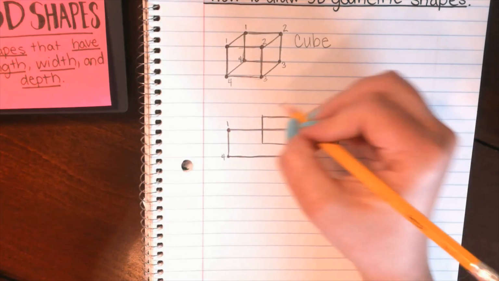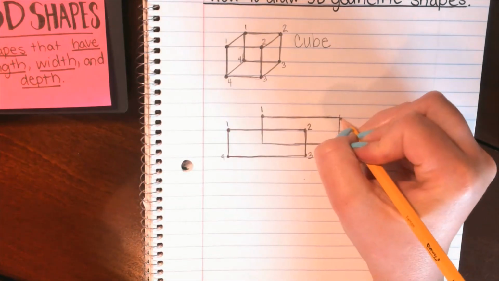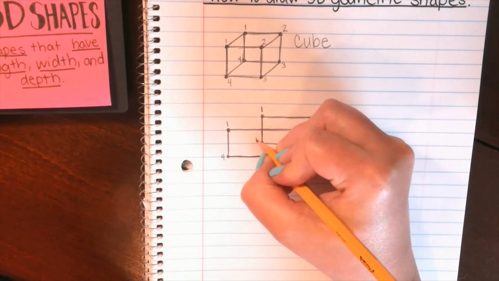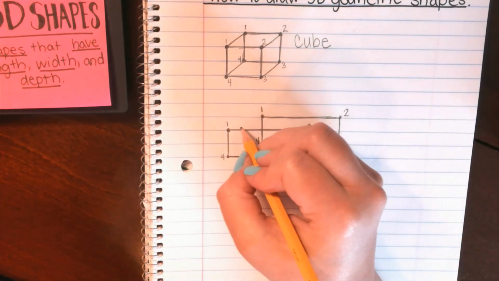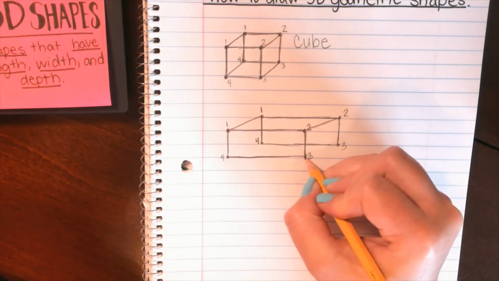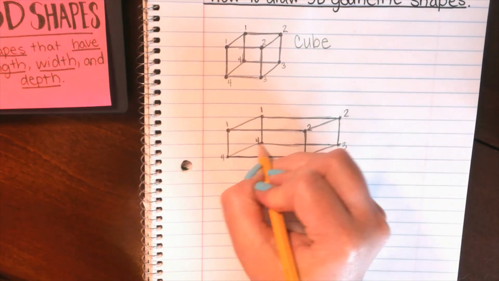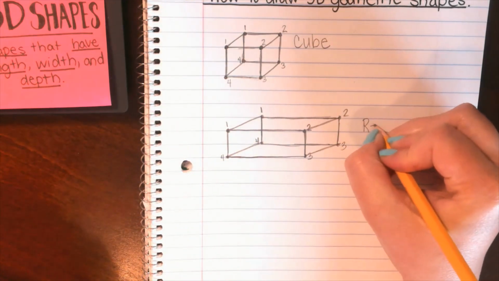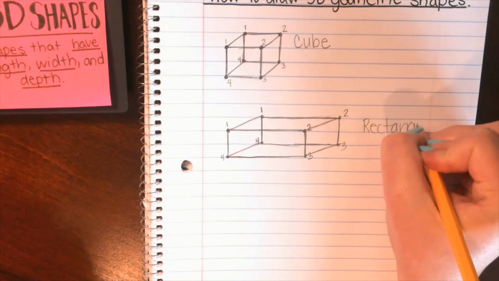And then I'll connect it. And then remember, number those vertices exactly the same way as you did the first one. And the fun part is connecting your 1s, your 2s, your 3s, and finally your 4s. And that is how you create a rectangular prism.